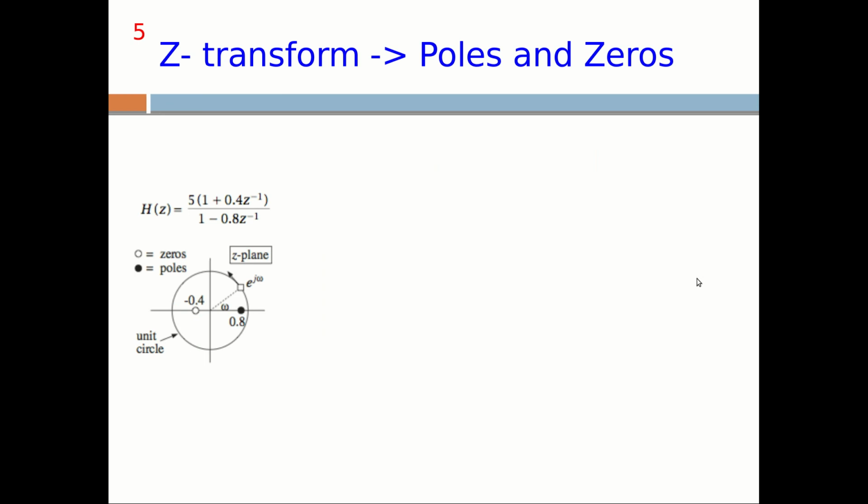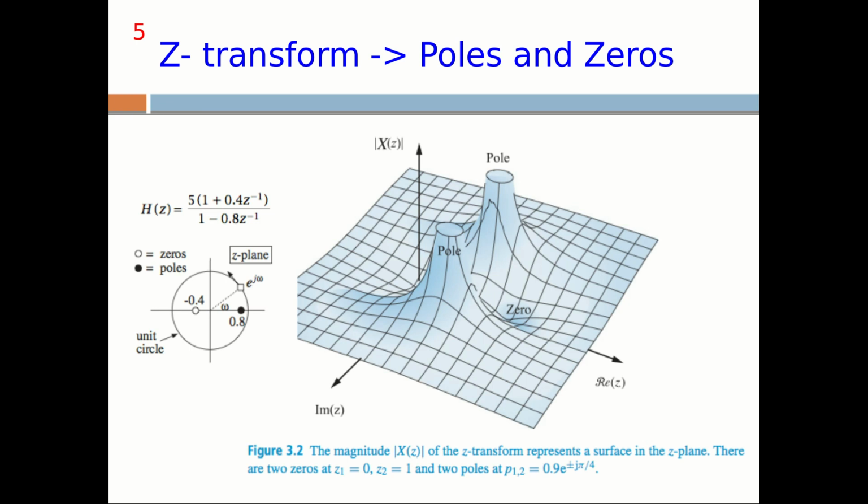Another important concept is the zeros and poles. So given an H of z, the value of z for which the numerator becomes 0 is called the zero of H of z, while the value of z for which the denominator becomes 0 is called the pole. Here, in this given example, where H of z is 5 times (1 + 0.4 z inverse) by (1 - 0.8 z inverse), the zero is z equal to -0.4, whereas the pole is z equal to 0.8.